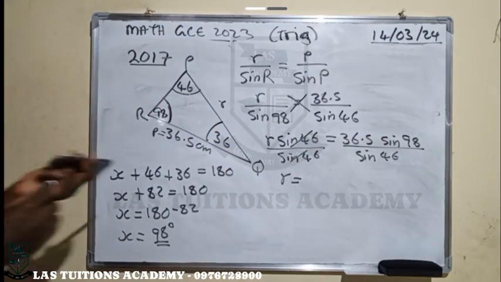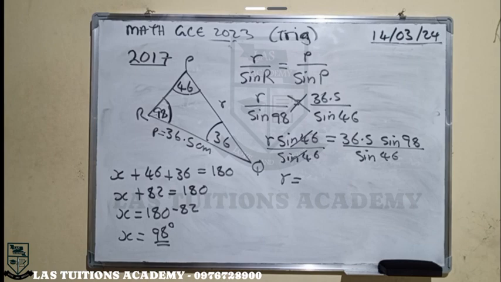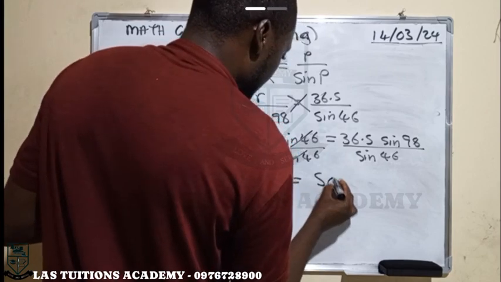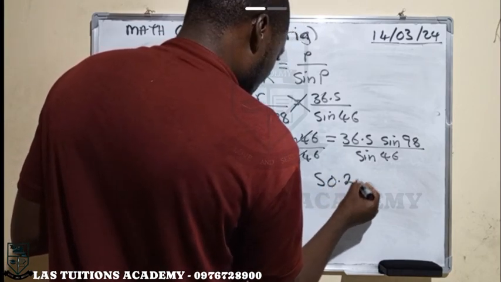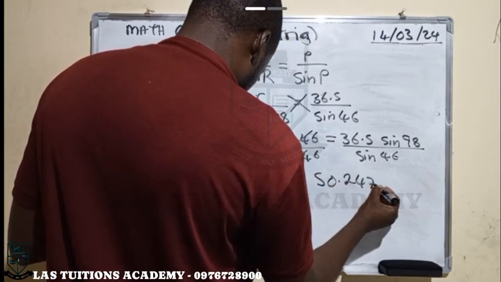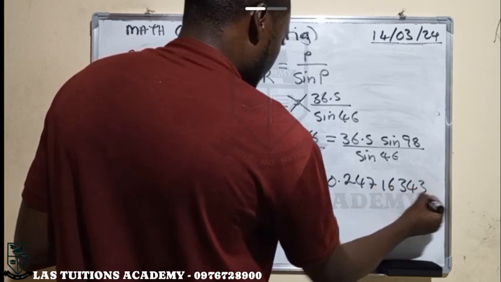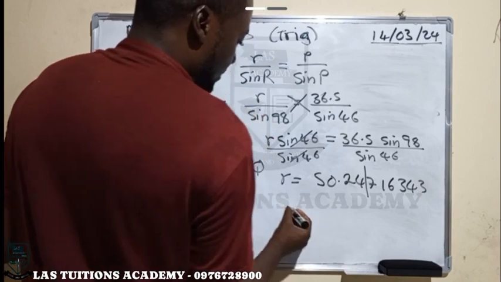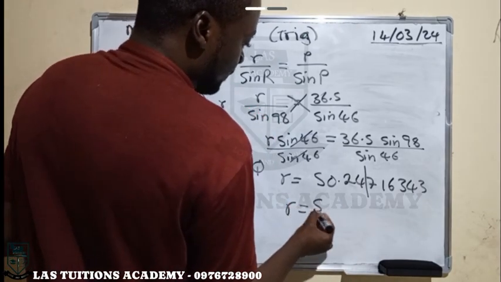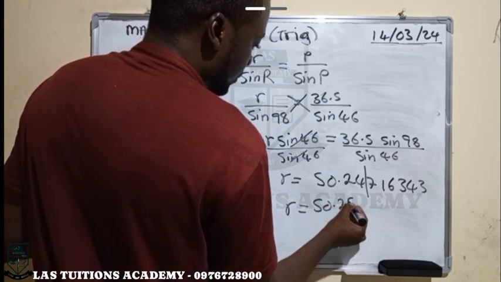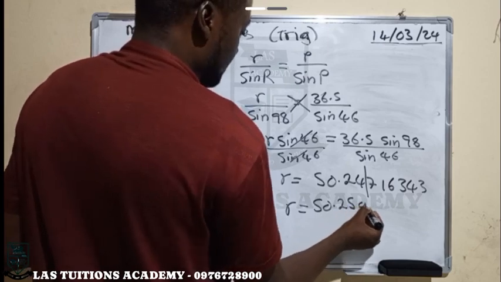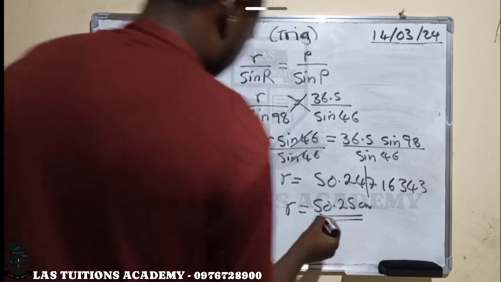When you work it out, you're going to get 50.24716343. When you round off, your r is going to be 50.25 centimeters. That's what you're going to have there.